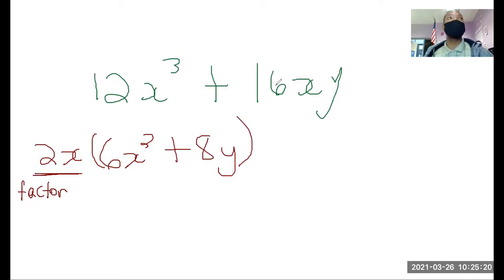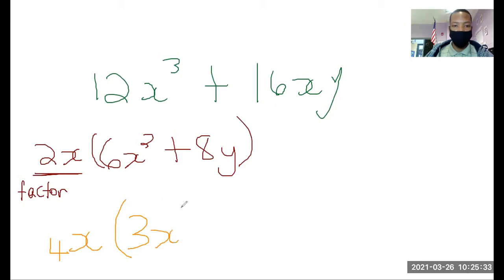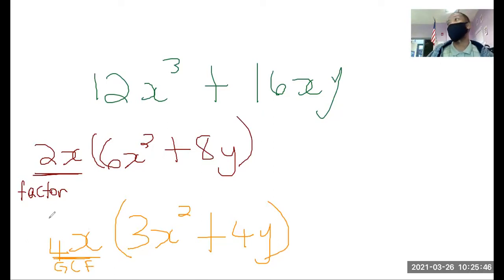It has to be able to go to both of them evenly. So a greatest common factor for this one would be 4x, which would give me 3x squared plus 4y. So this is actually the GCF, the greatest common factor. So 2x is a factor, but it's not the greatest common factor. That could be a song right there, okay? 2x is the factor, but 4x is the greatest.